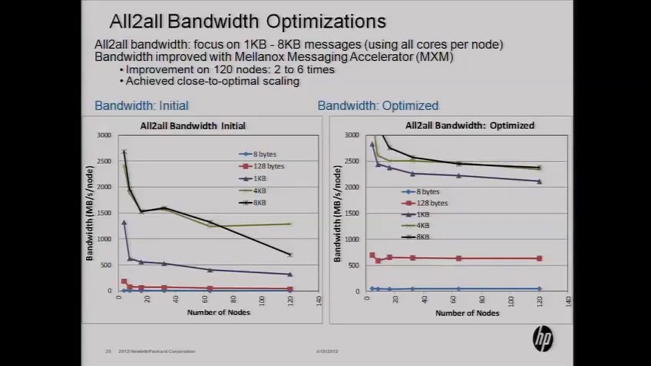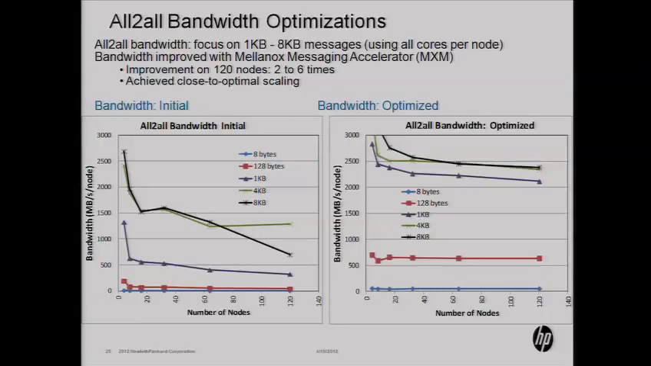So this is all-to-all bandwidth. That's all the processes talking to all the other processes. We focused on 1 kilobyte and 8 kilobyte messages using all cores on the node. And you can see the bandwidth improvement with using Mellanox MXM on 120 nodes improved about 2 to 6 times, achieving close to optimal scaling.